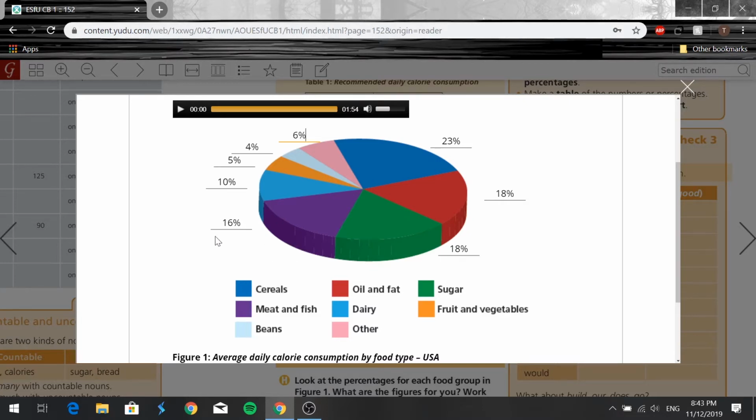Meat and fish at around 16%, dairy products at 10%, fruits and vegetables at only 5%, and beans at 4%, and the remaining 6% is from other sources of food.